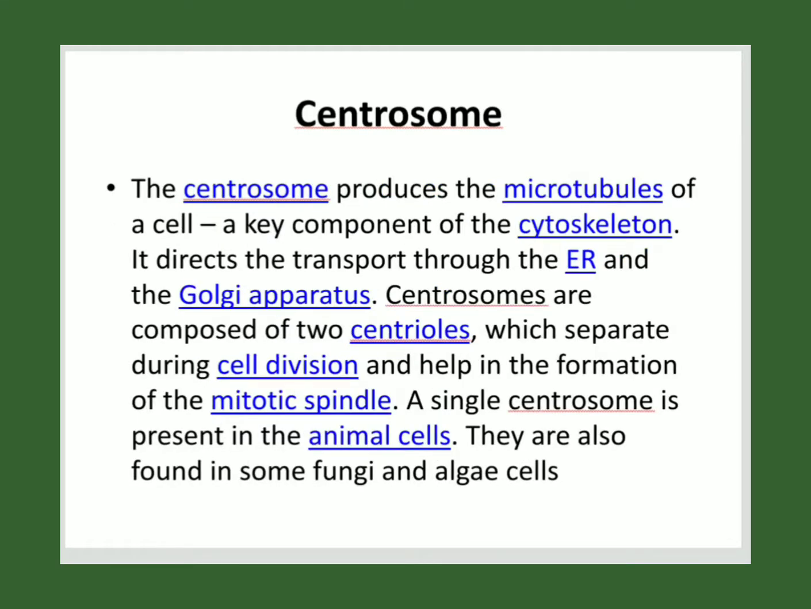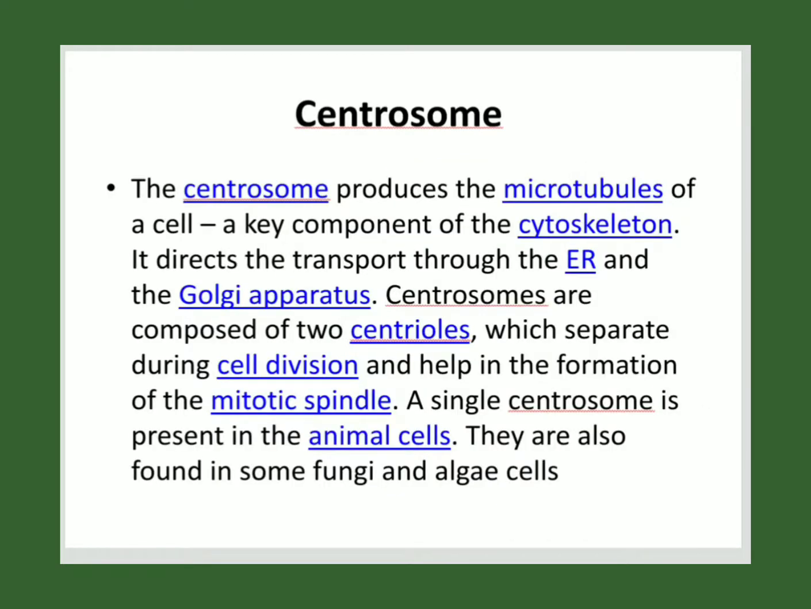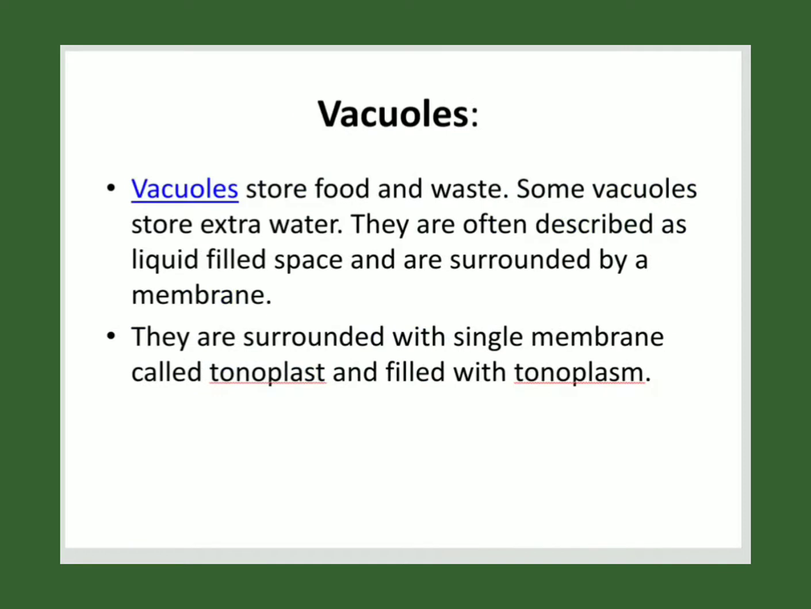Centrosomes are seen only in animals. They produce the microtubules of a cell, key components of the cytoskeleton. It directs the transport through the endoplasmic reticulum and Golgi apparatus. Inside it are the centrioles. Centrioles produce these microtubules, which help in cell division. They separate during cell division and help in the formation of the mitotic spindle. A single centrosome is present in animal cells. They are also found in some fungi and a few organisms, but not in plants.